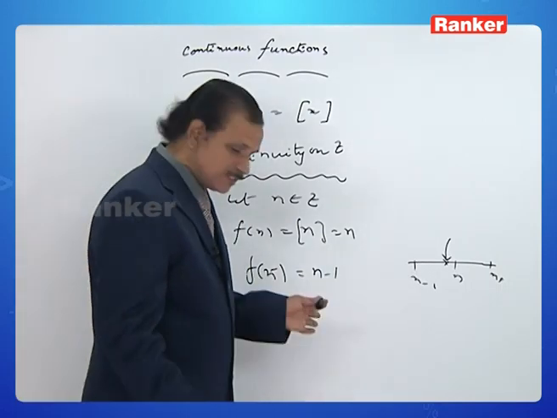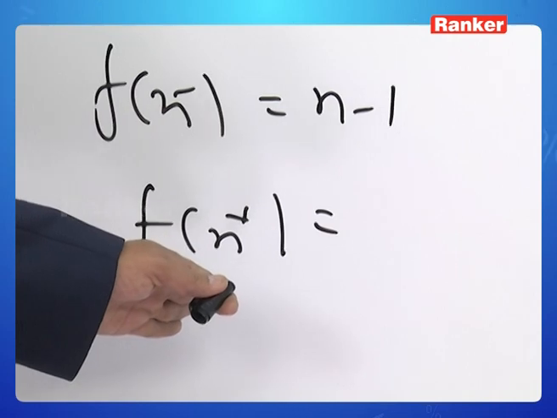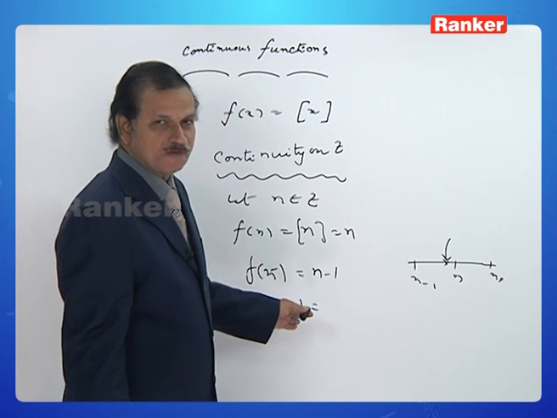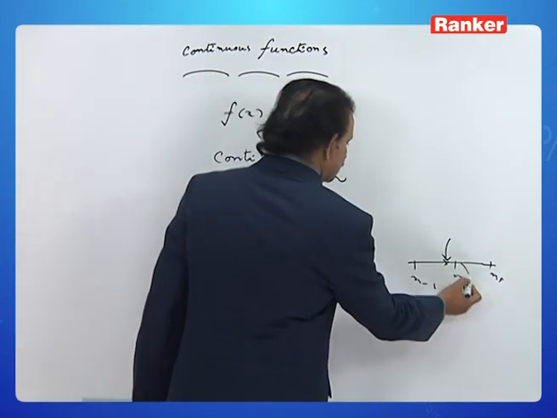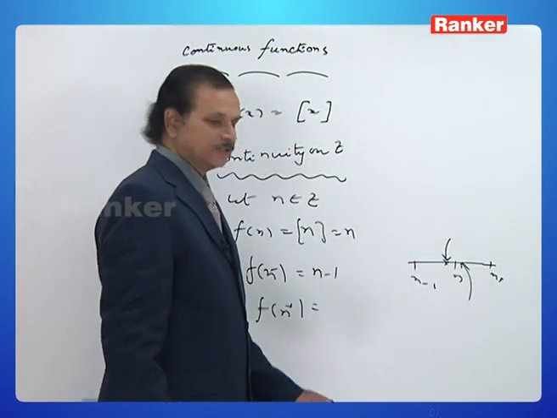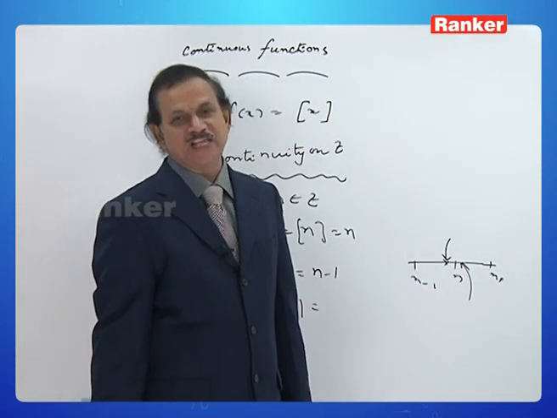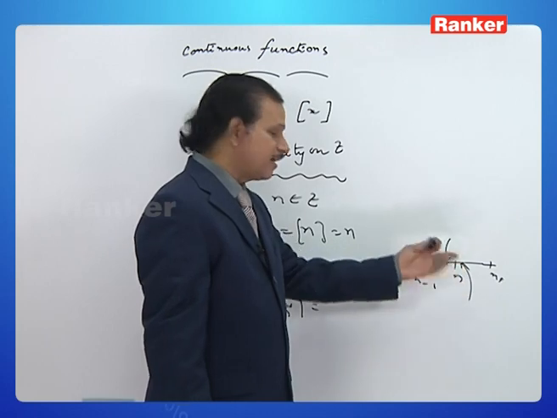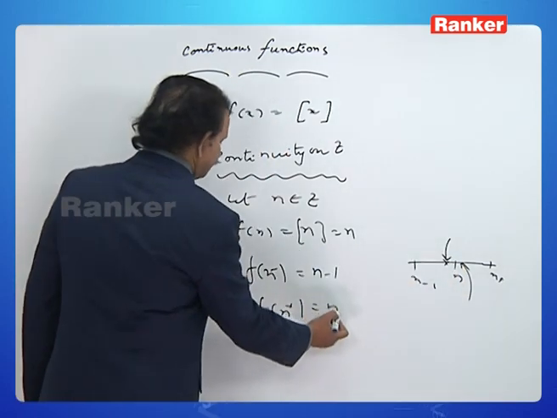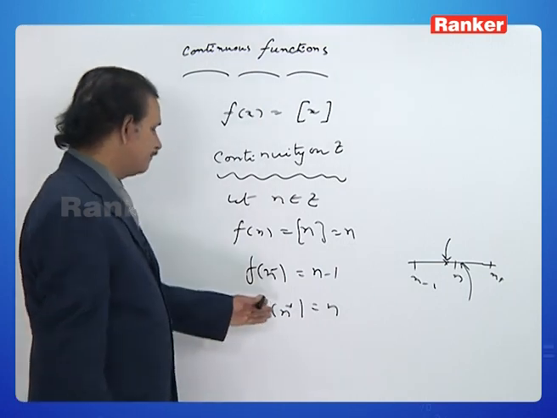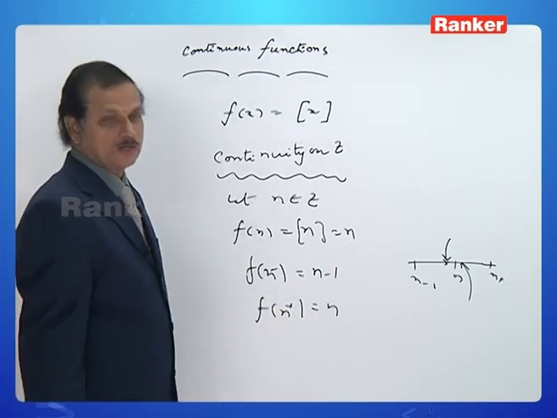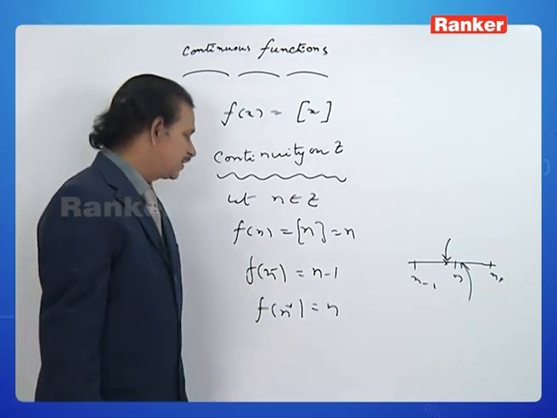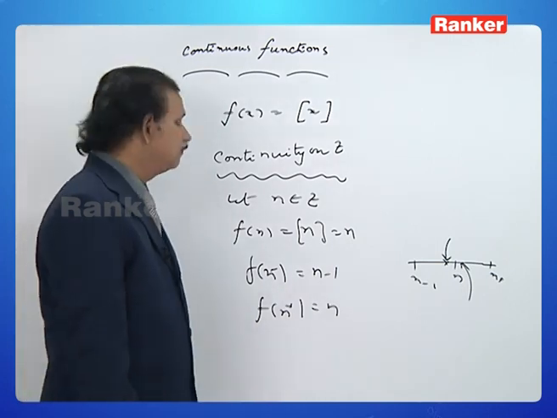If you want to find f of n from right, it is the limit as x tends to n from right of f of x. Then x is supposed to lie to the right of n. To the right of n means n plus something, n plus h, and its integral part is n. Hence, f of n from left and f of n from right are not equal. Hence, it is not continuous. However, it is continuous from right. It has right continuity but not left continuity.